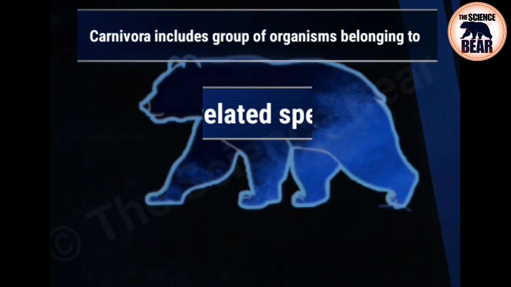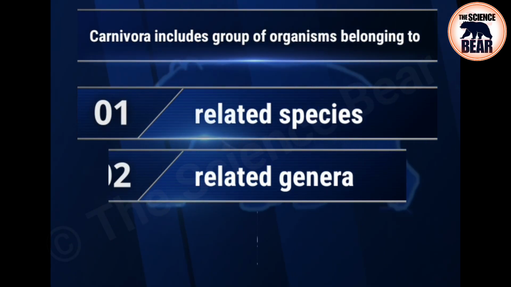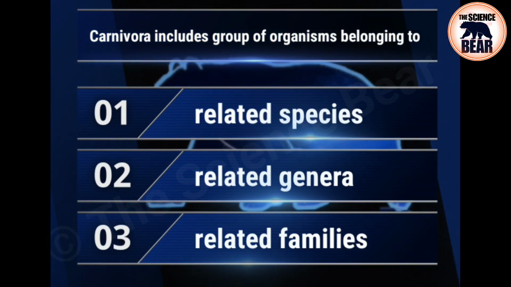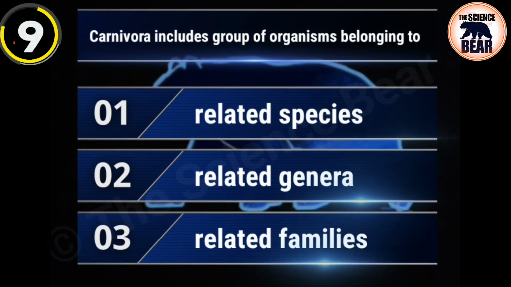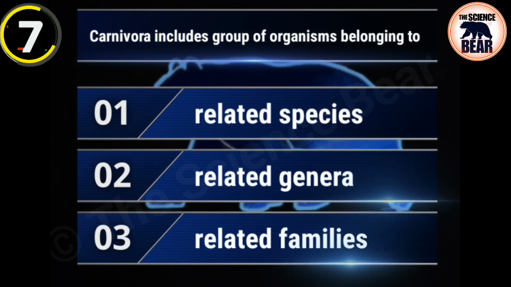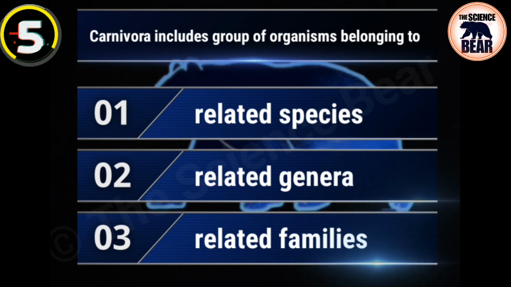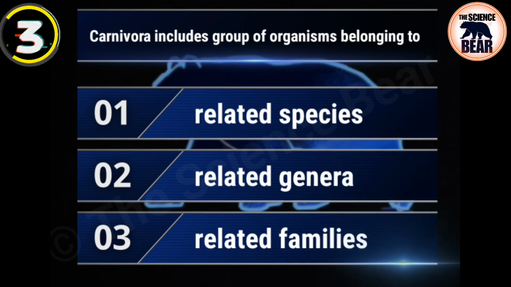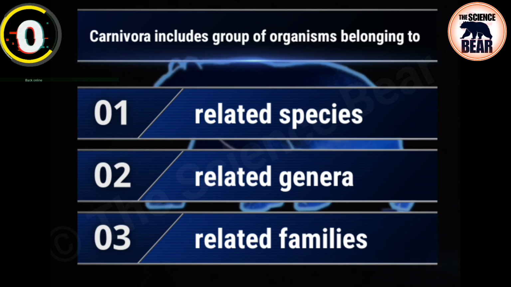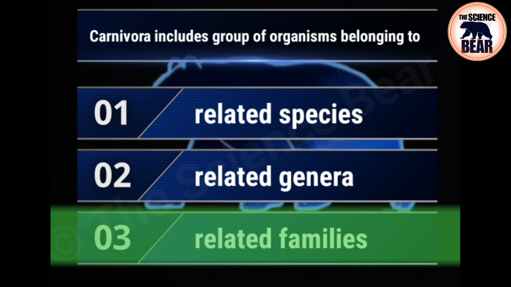Carnivora includes a group of organisms belonging to related species, related genera, or related families? And the correct answer is related families.